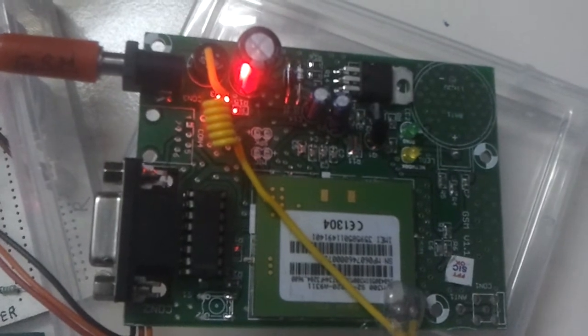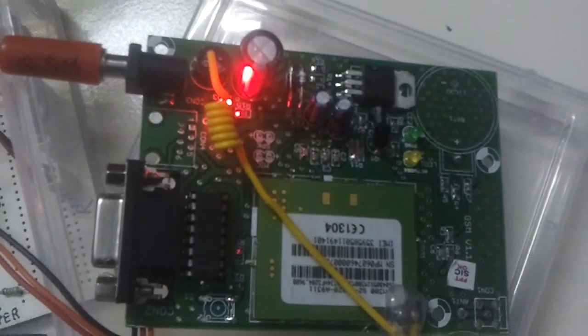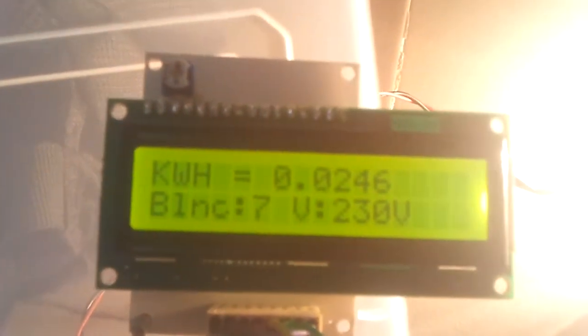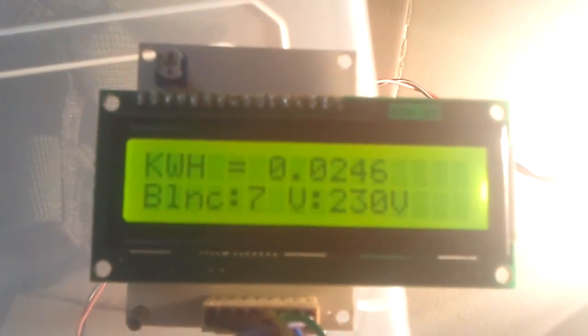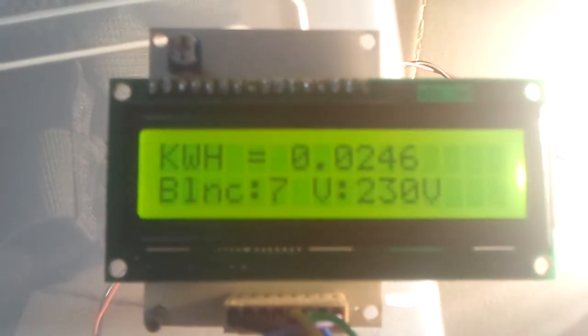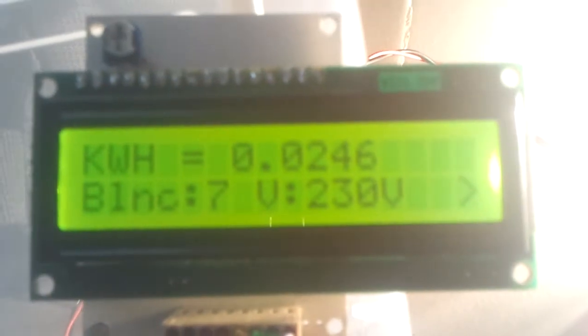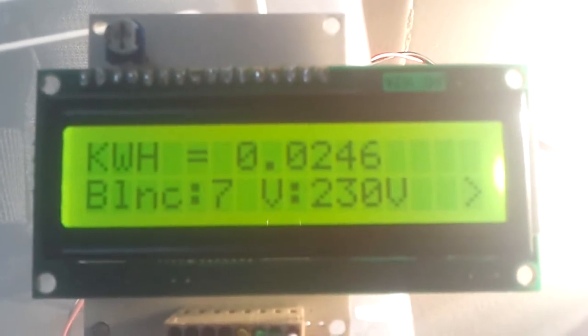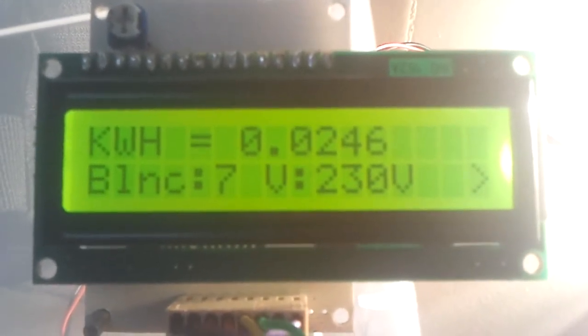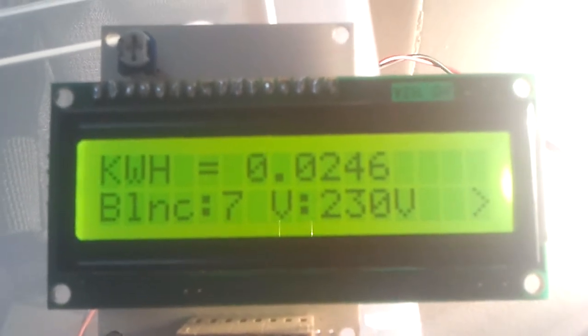This LED is blinking approximately at the rate of 3 seconds. That means the GSM network is okay. Now see, whenever you turn on the system, it checks the balance. The balance units are 7 now. That's the reason the load is turned on now. And it's showing the live kilowatt hour reading, and the voltage is 230 volts here.